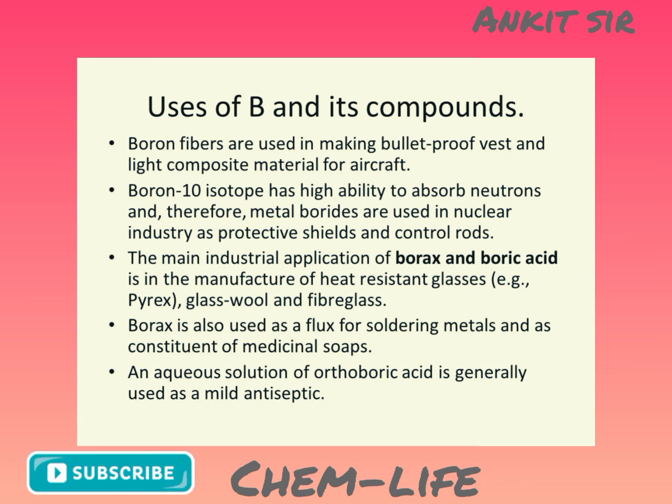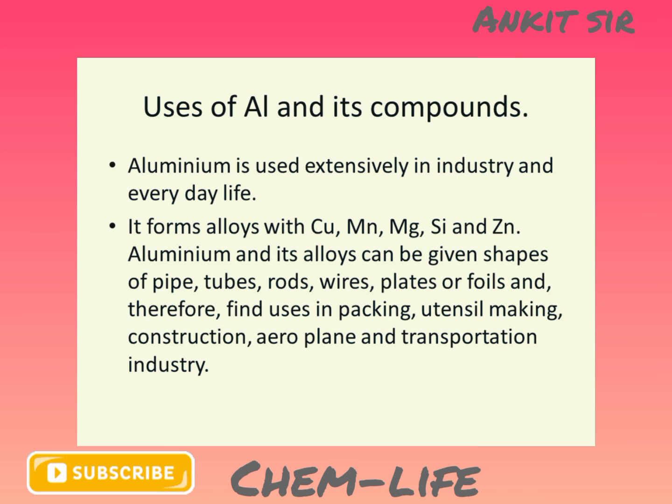Uses of aluminium and its compounds. Aluminium is used extensively in industry and everyday life. It forms alloys with copper, manganese, magnesium, silicon, zinc. Aluminium and its alloys can be given shapes of pipes, tubes, rods, wires, plates, or foils, and therefore find uses in packing utensils, construction, aeroplane and transportation industries.